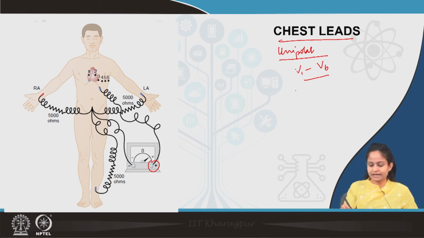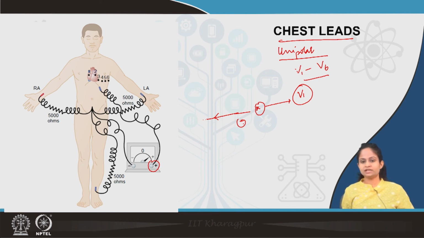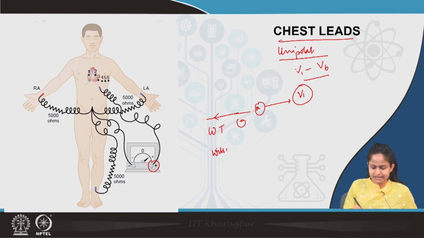For example, if I want to record the potential difference across the V1 chest lead, I will connect the positive terminal of the voltmeter to V1, and the negative terminal of this voltmeter will be connected to a terminal known as Wilson's terminal. As you remember, the chest leads were discovered by Frank Wilson, so this terminal is named after Frank Wilson.